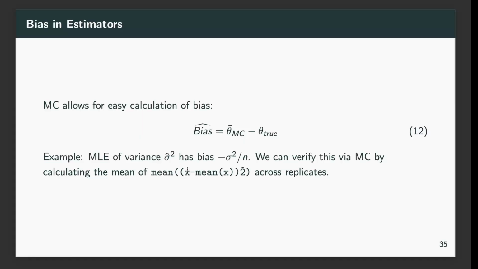Let's talk a little bit about bias. Bias is a systematic error in the estimator. It is the difference between the expected value of the estimator and the true parameter itself. The formula is quite straightforward. We have the bias, which is theta hat of the Monte Carlo minus the true theta.